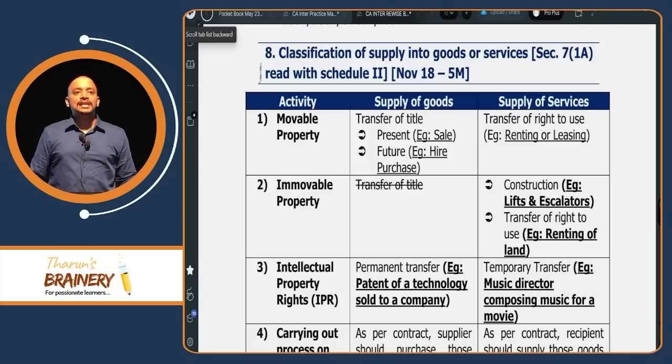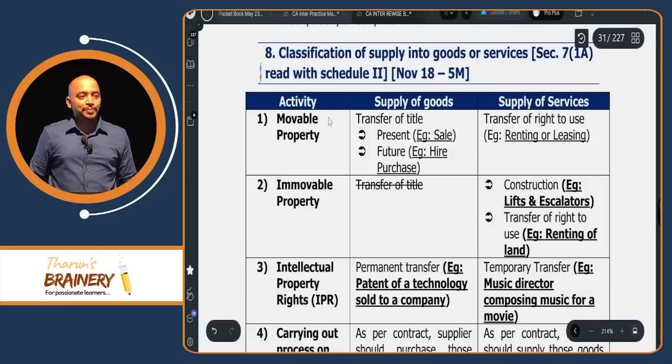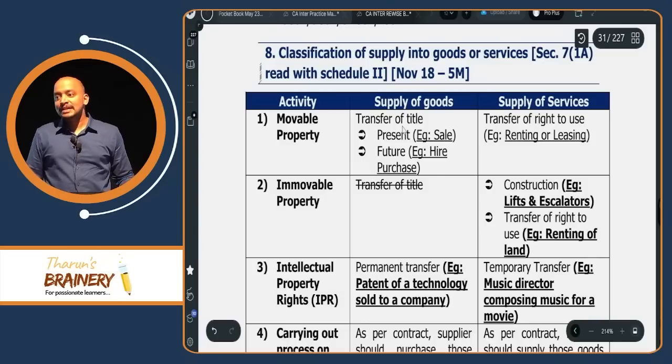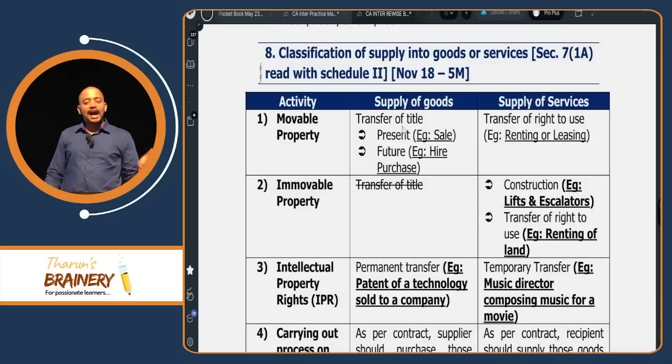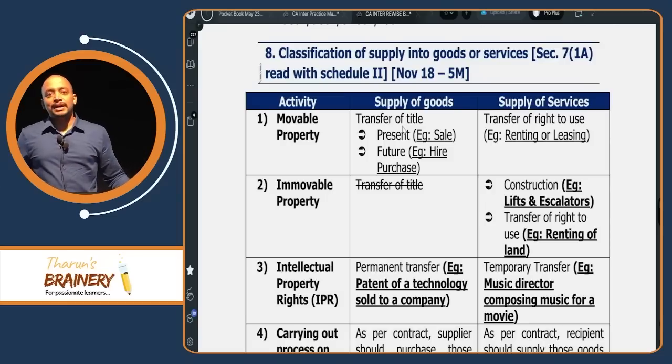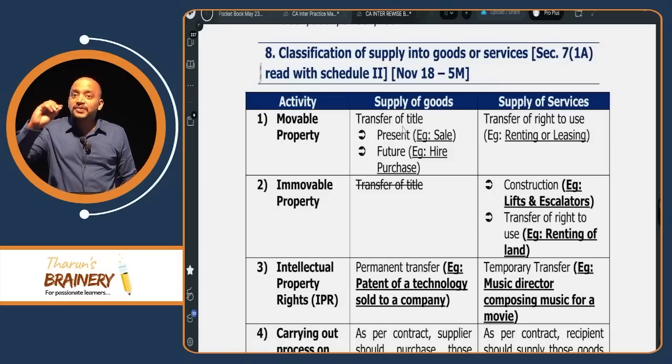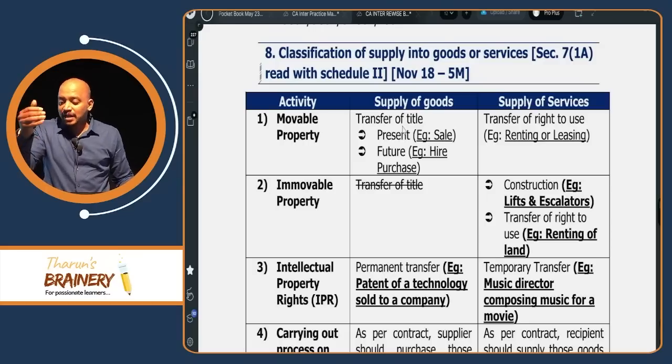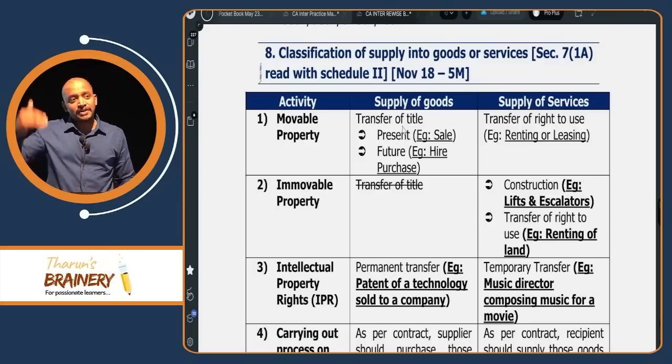So first we need to see the activity as movable property. That movable property, if there involves a transfer of title, then it will be supply of goods. That title can be transferred at present or it can be transferred at a future date. For example, I have a car. I give you the title to that car, which means it is supply of goods. This title I may give today or I may give at a future date.